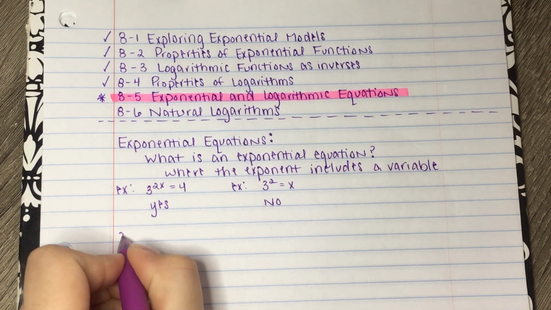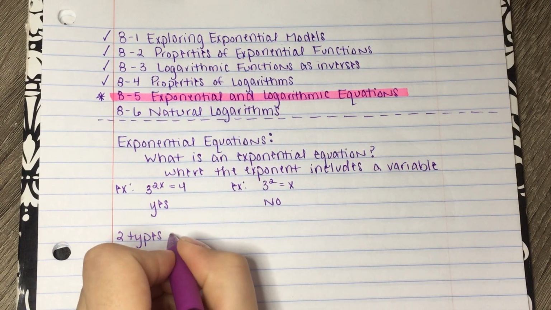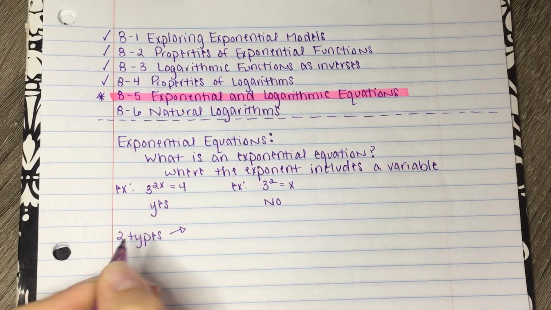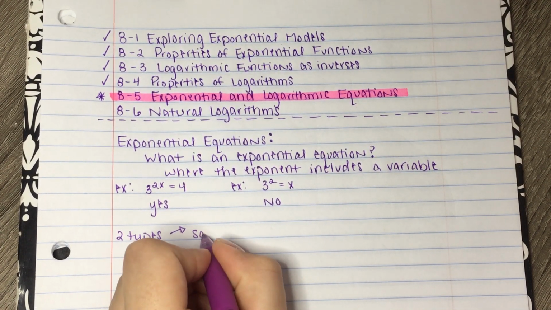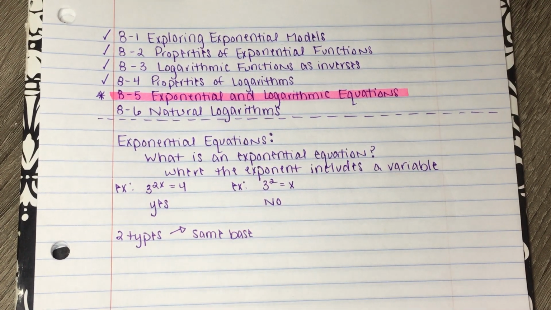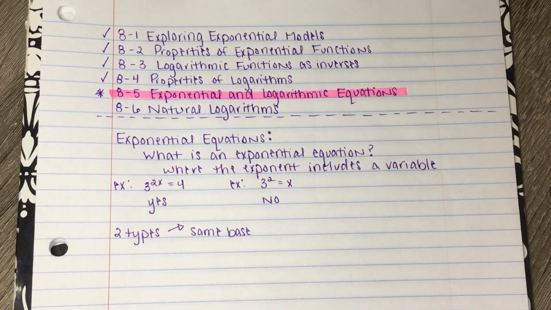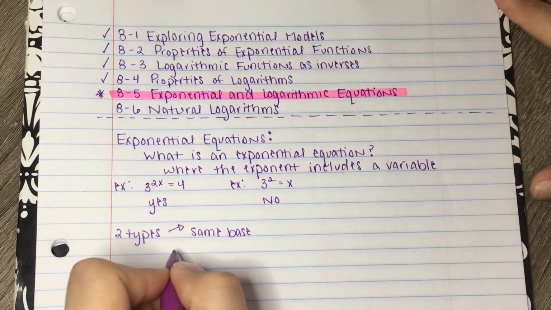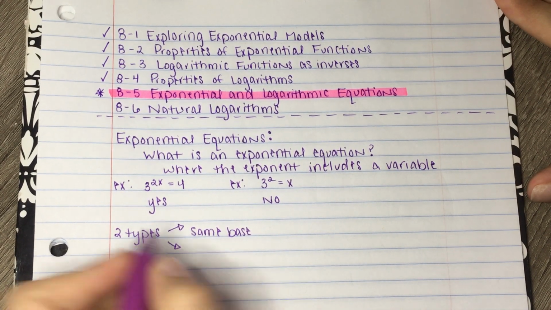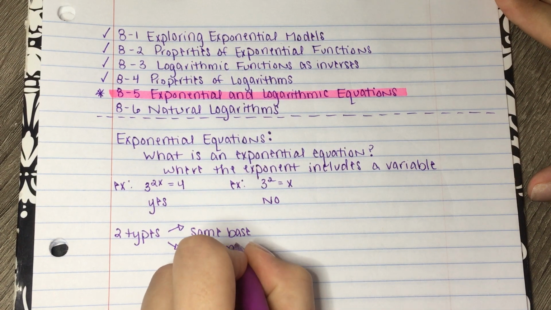Now with these exponential equations, we're going to primarily have 2 types, and we're going to be working with these 2 types. The first type is when we can get the same base on both sides. If you can get the same base on both sides and then use properties of exponents to solve, that's usually a little bit easier. But we do run into some problems with those exponential equations when you can't get the same base on both sides, and that's where our logs are going to help us.